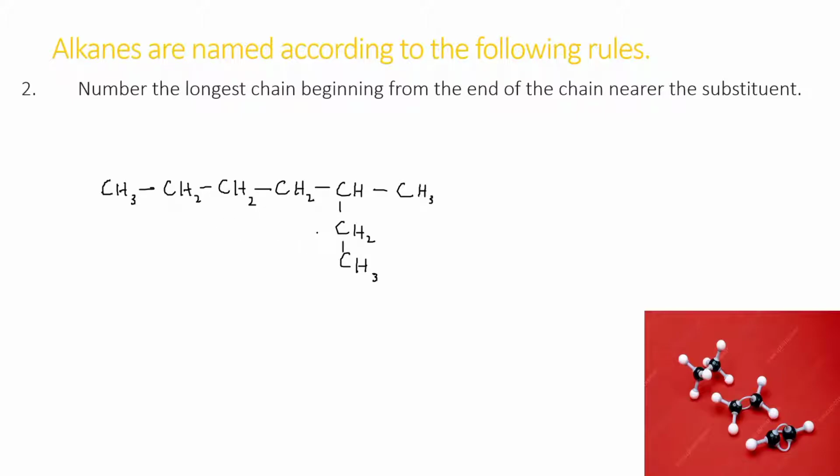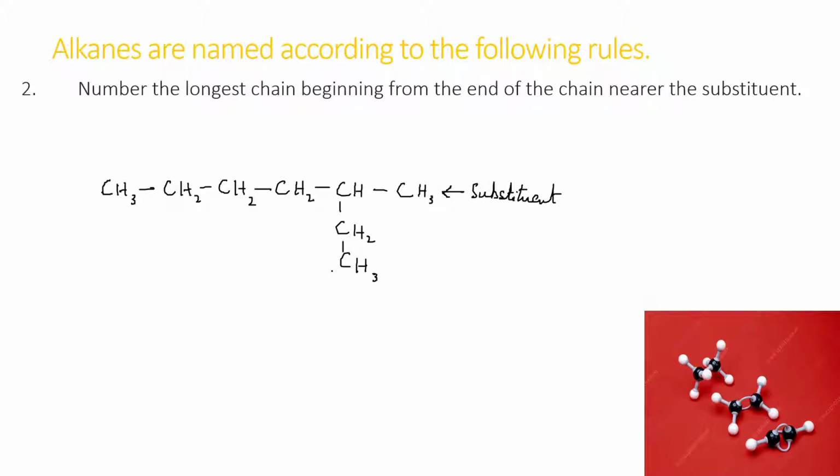Now we can number the chain either from left to right or from right to left, but we have to first of all check the branch or the substituent. In this case, this is our substituent, and we have to give it the lowest possible number. So for that, how can this be done?